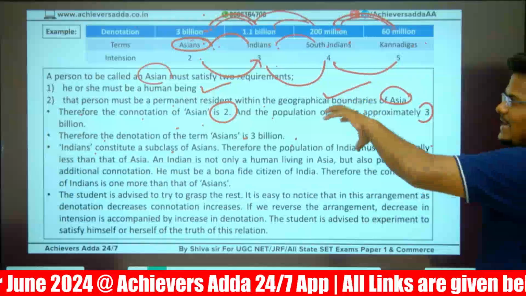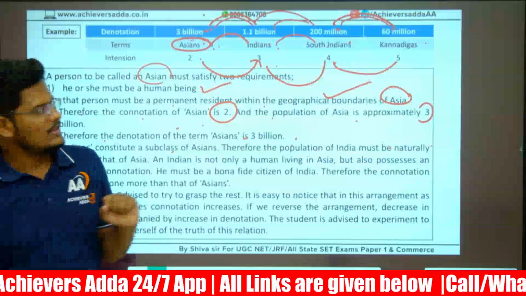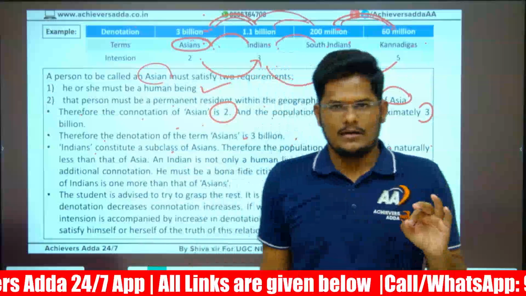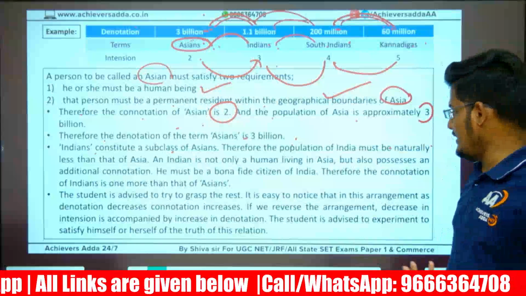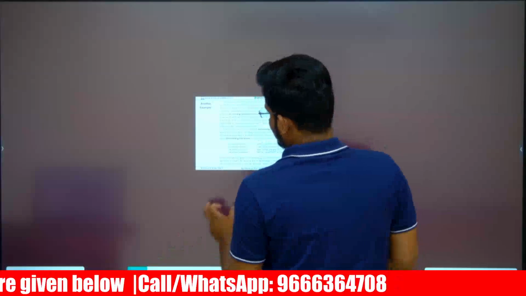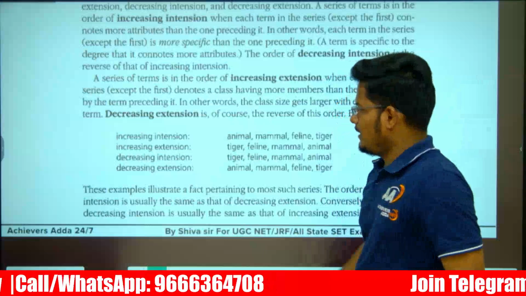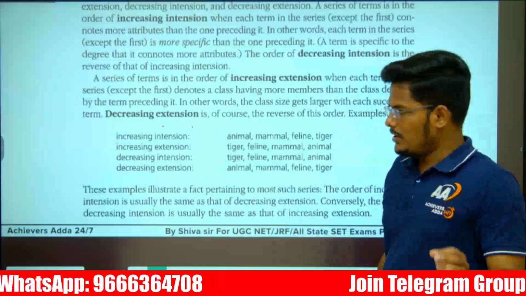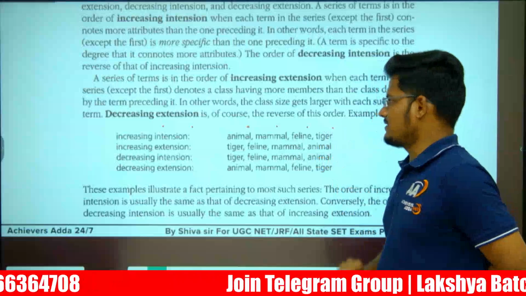So here the same case will be repeated, if you can understand the concept. That is what we generally understand as intension and extension, which is increasing and decreasing. And a more example here, increasing intension: look at animal, mammal, feline, tiger.